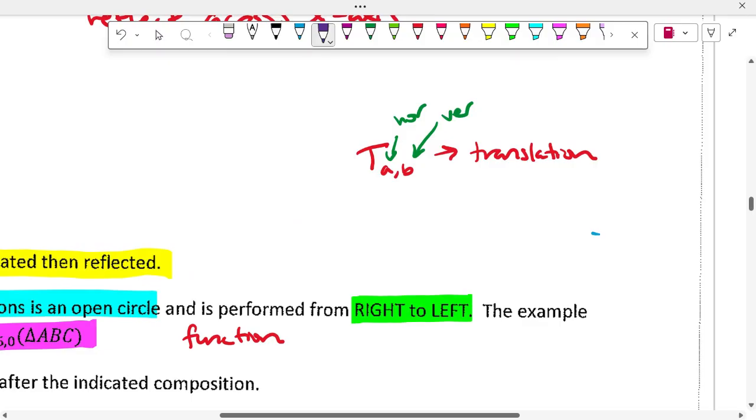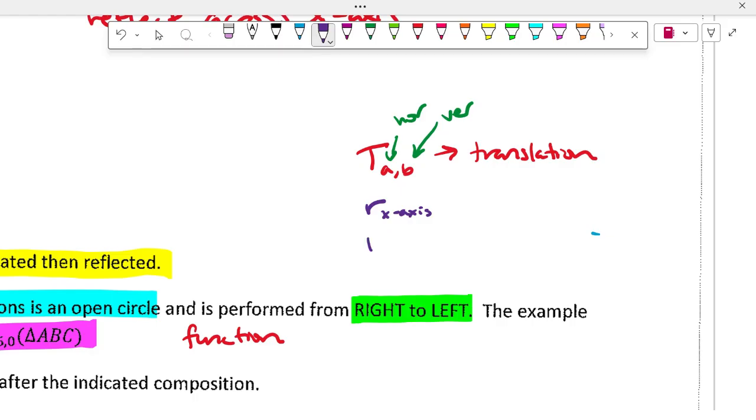Reflection. Who remembers what reflection is written as in function notation? What type of R? Small r. Reflection is a small r. And then the subscript is the line that you're reflecting over. So that can be x-axis, y equals x, y equals 2, whatever. All right.